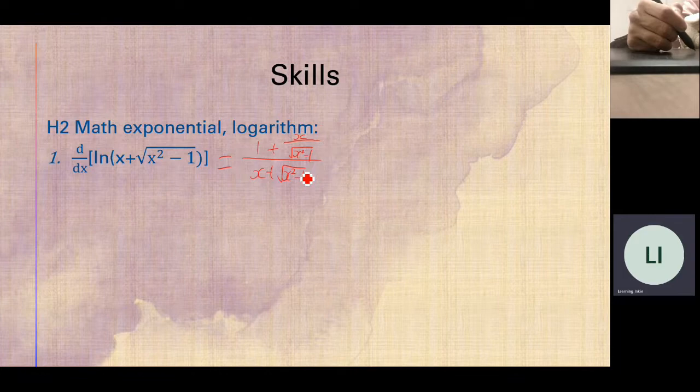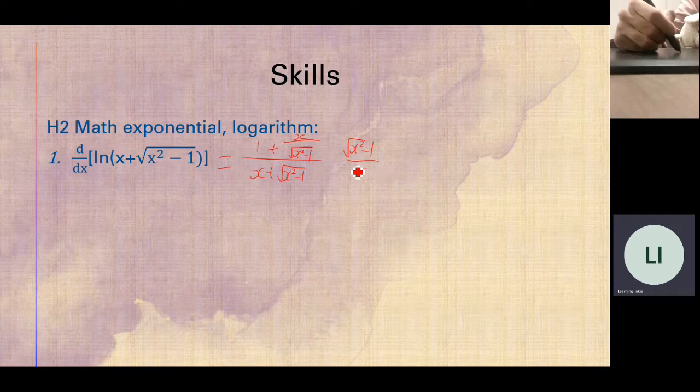Now, you can't leave an answer like this. For obvious reasons, there's a fraction in a fraction. So, how do you simplify this? Quite simple. How do you get rid of this fraction? Just multiply by root x squared minus 1 on both sides.